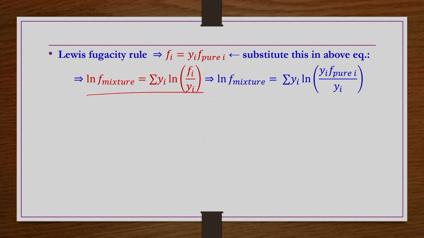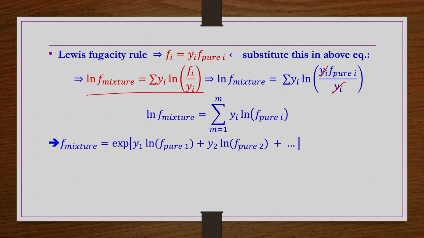So, in place of f̂i I am just writing yi f pure i. So, yi is cancelled out. So, ln f mixture is equal to sigma yi ln f pure i. First you take off the ln, so that on the right hand side we get the exponential and on the left hand side we have f mixture. So, f mixture is nothing but exponential of y1 ln f pure 1 plus y2 ln f pure 2, and so on depending on the number of components.